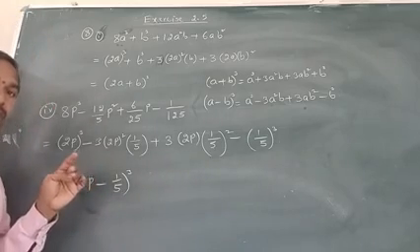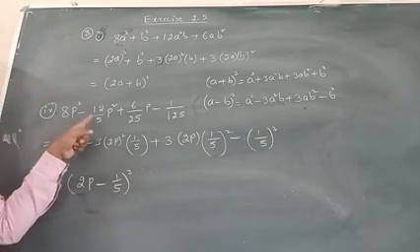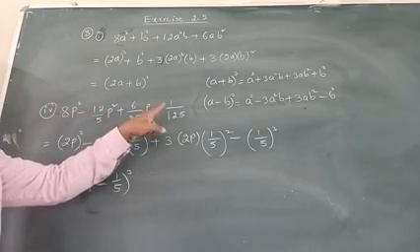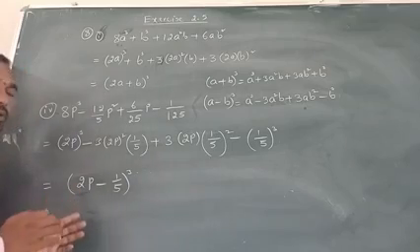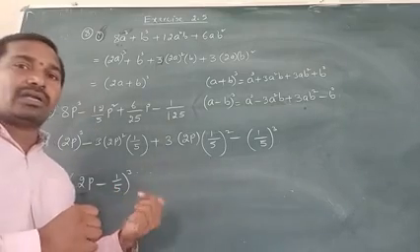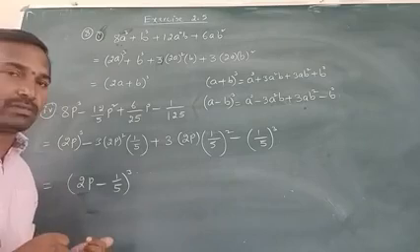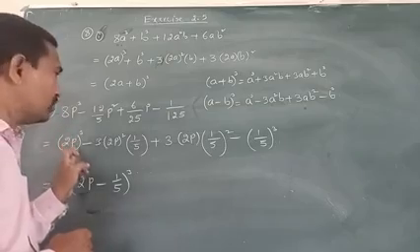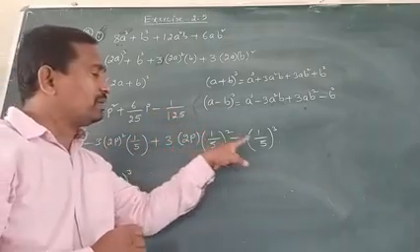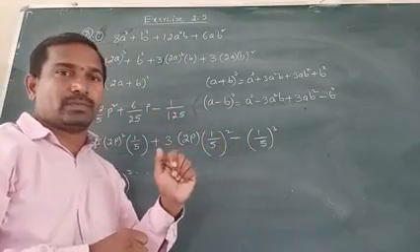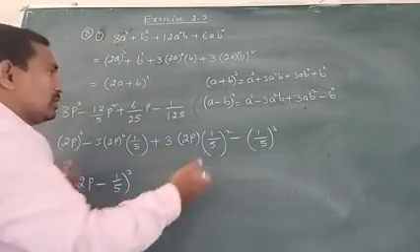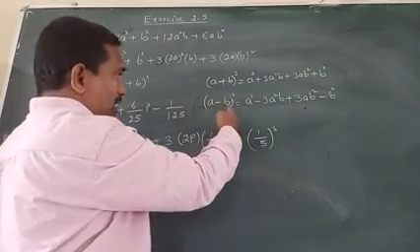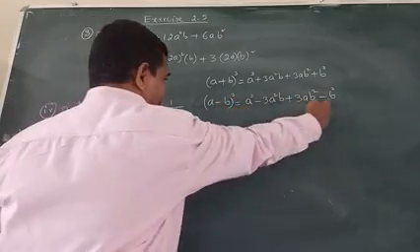Next, see the next one. 8b cube minus 12 by 5 b square plus 6 by 25 b minus 1 by 125. So here you have to check what the perfect cubes are. See 8b cube, we can write 2b whole cube. 1 by 125 can be written as 1 by 5 whole cube. Okay, so this is a cube minus b cube. So what is a cube? a minus b whole cube, a cube minus b cube.